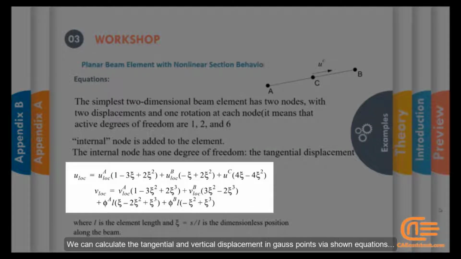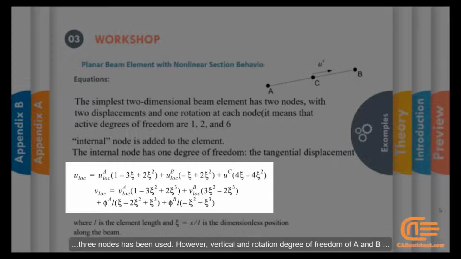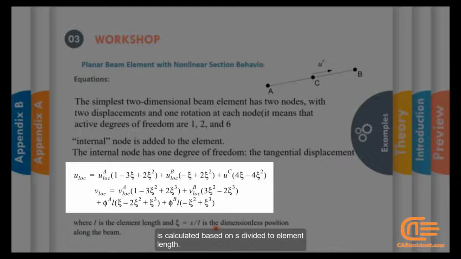We can calculate the tangential and vertical displacement at the Gauss point via the shown equations. By using the displacements of the A, B, and C nodes in the calculation of tangential displacement at Gauss points, the tangential degrees of freedom of 3 nodes have been used. However, the vertical and rotational degrees of freedom of A and B have been used to calculate the vertical displacement. Pay attention that L is the element length, zeta is the dimensionless position along the beam, which is calculated based on S divided by 2 times the element length.